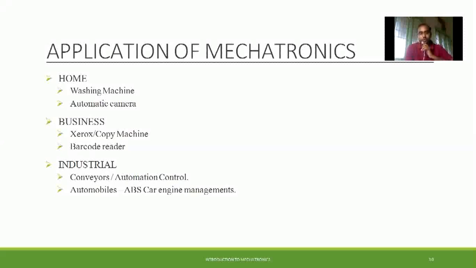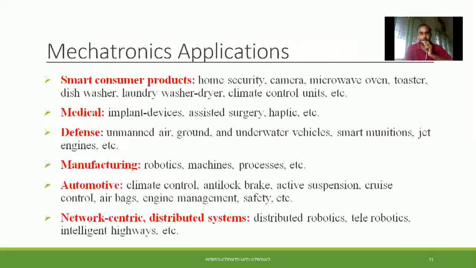Automation of control in automobiles: the ABS system, the anti-lock braking system, is utilized in the car engine for management. We are now aware of this anti-lock braking system in present days. In any kind of car, of any company, it always safeguards against the prevention of accidents. These are the major applications in the mechatronic system.